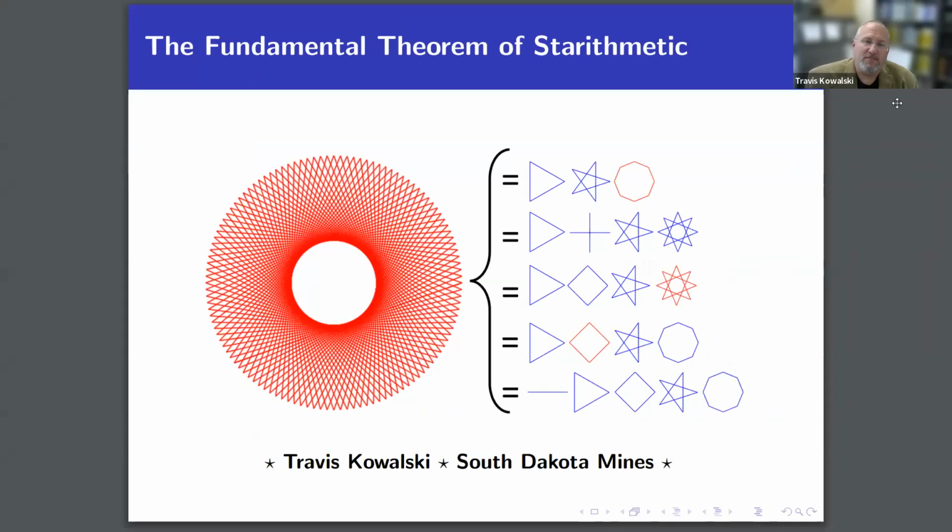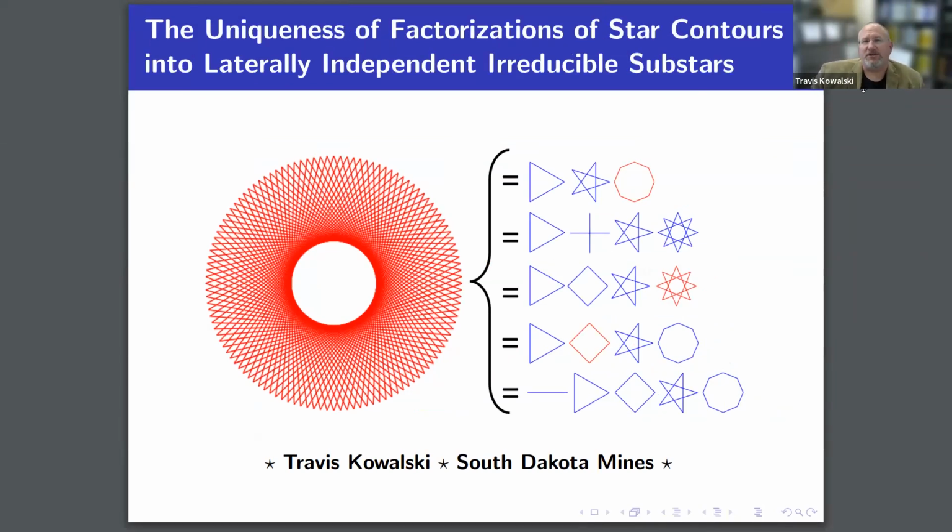So I'm Travis Kowalski from South Dakota Mines, and I'm going to be talking about the fundamental theorem of Starithmetic. That's really kind of a misnomer. That's more of a clickbait title. There isn't a grand theory of Starithmetic yet, and I don't know if the result I'm about to share with you is the most important part of it, but it sounded a lot better than the official, real, authentic title, The Uniqueness of Factorizations of Star Contours into Laterally Independent Irreducible Substars, which would be the more authentic title. So let's get into it.